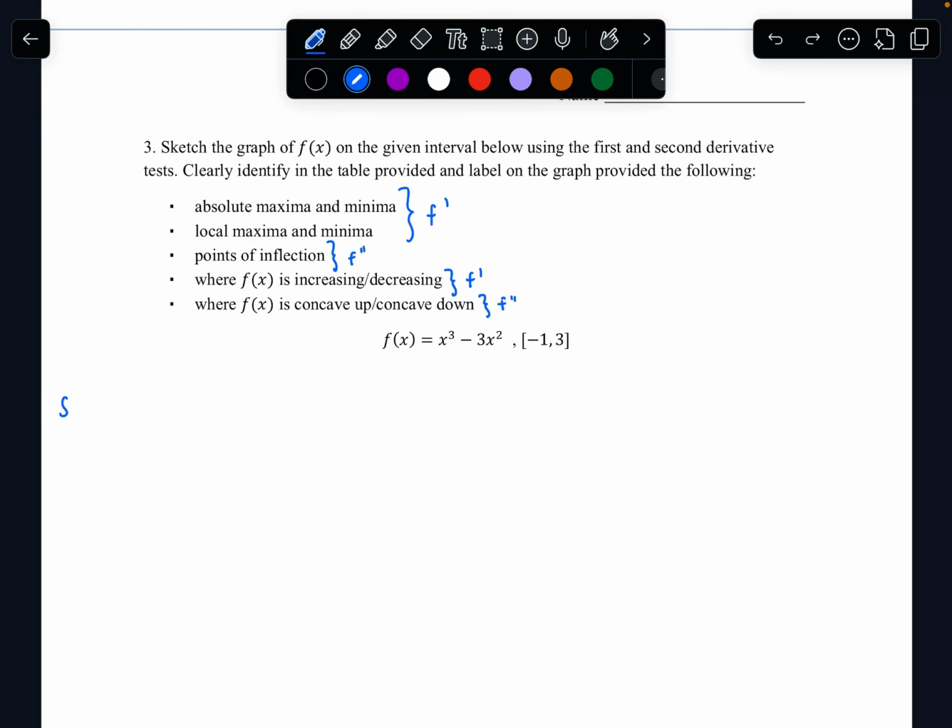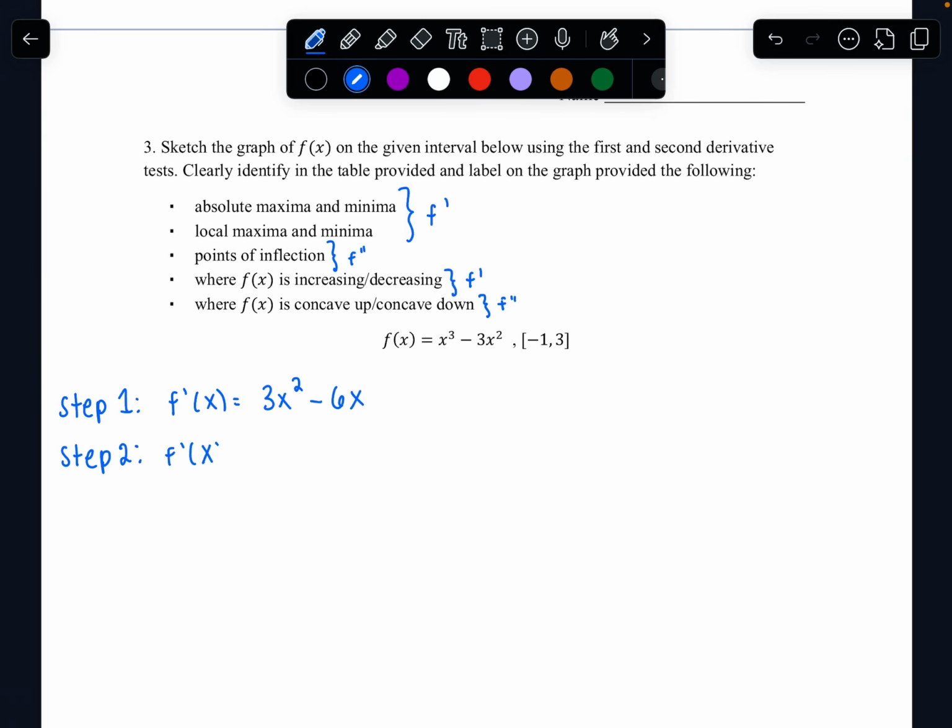So, step 1. Find f prime of x, okay? So, we get what? 3x squared minus what? 6x? Okay, beautiful.